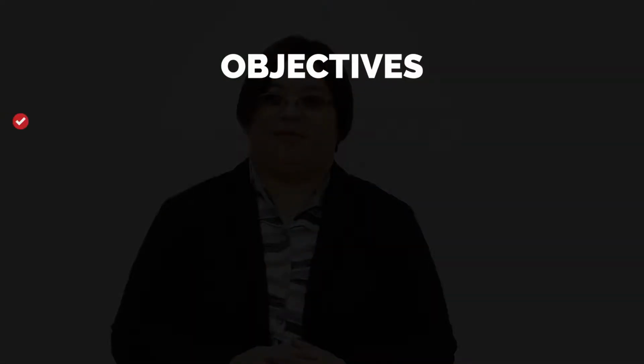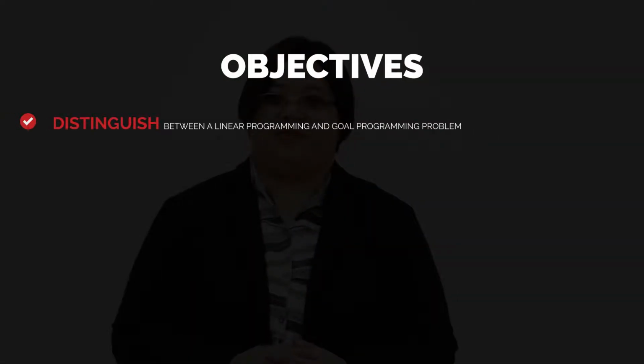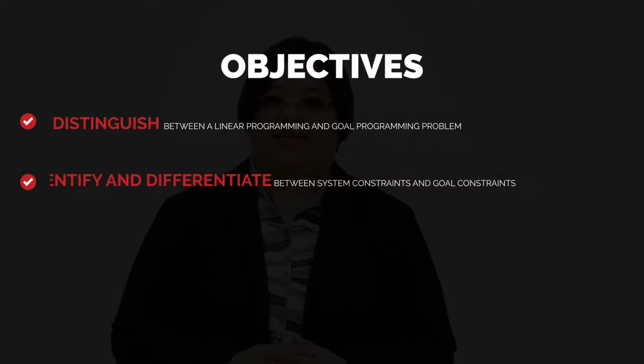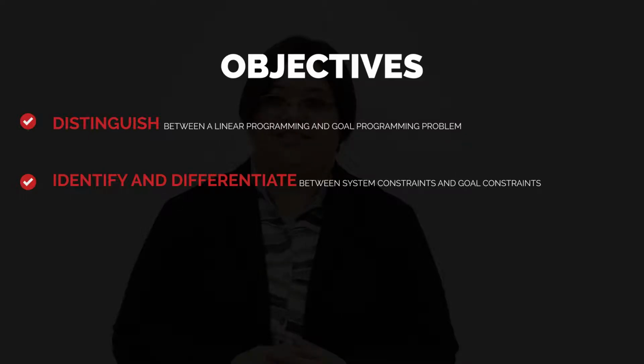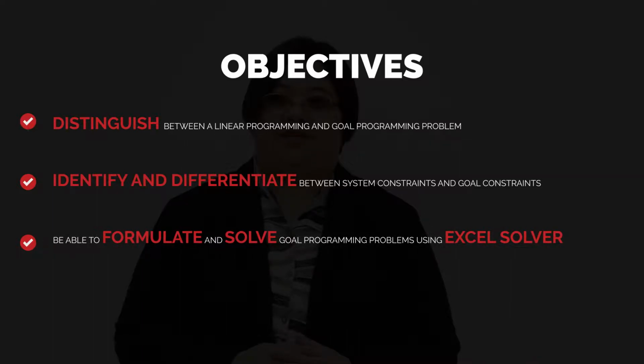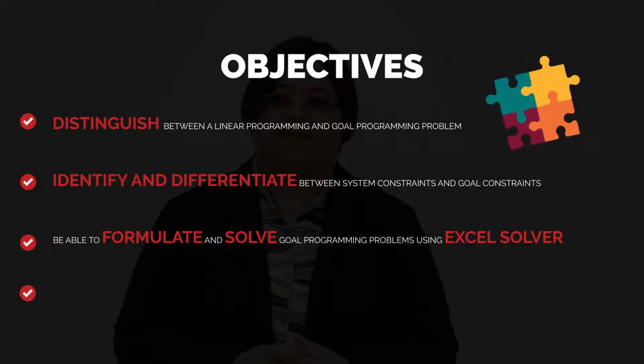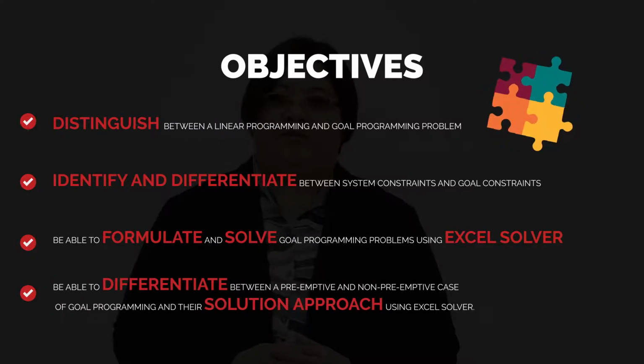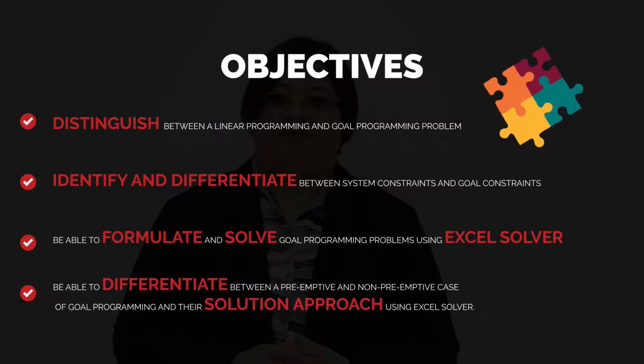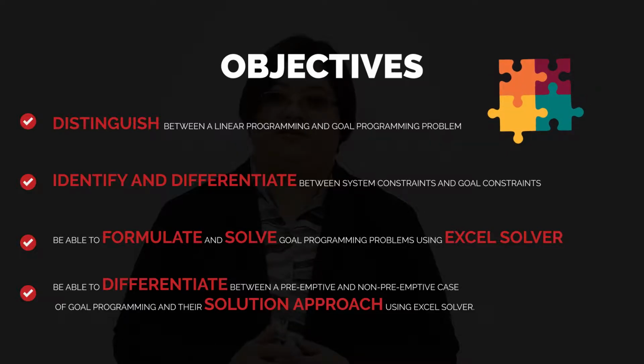Upon completion of this course, the students are expected to first, distinguish between a linear programming and goal programming problem. Second, identify and differentiate between system constraints and goal constraints. Third, be able to formulate and solve goal programming problems using Excel Solver. And be able to differentiate between a preemptive and non-preemptive case of goal programming and their solution approach using Excel Solver.